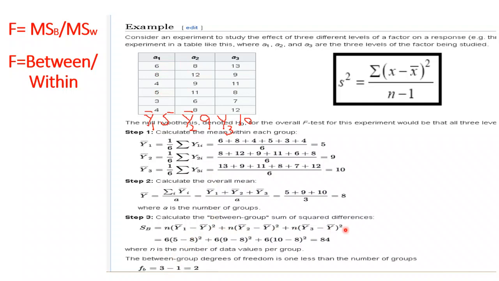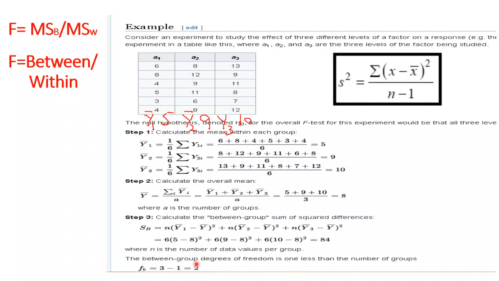Now we calculate the summation of all these squares, y bar 1, 2, 3 minus y bar, the squares. When we calculate, this comes out to be 84. And over here n represents the sample size, and in these cases the sample size is 6 in each group.